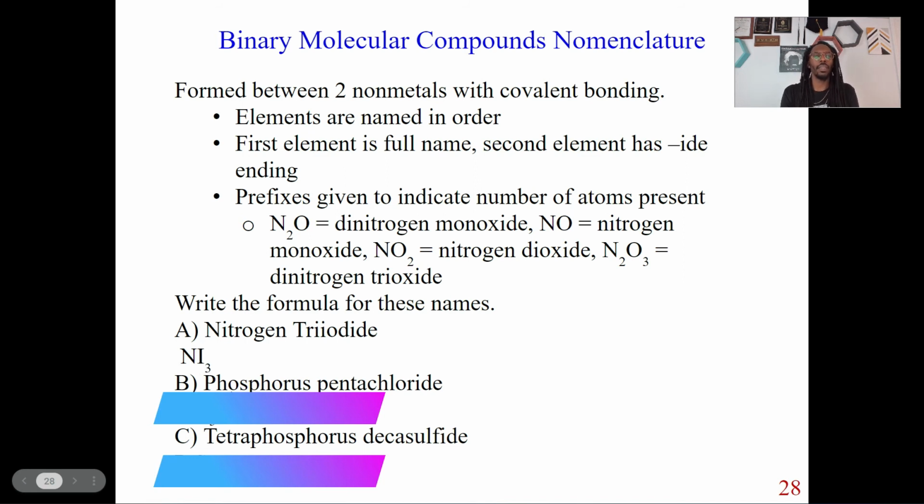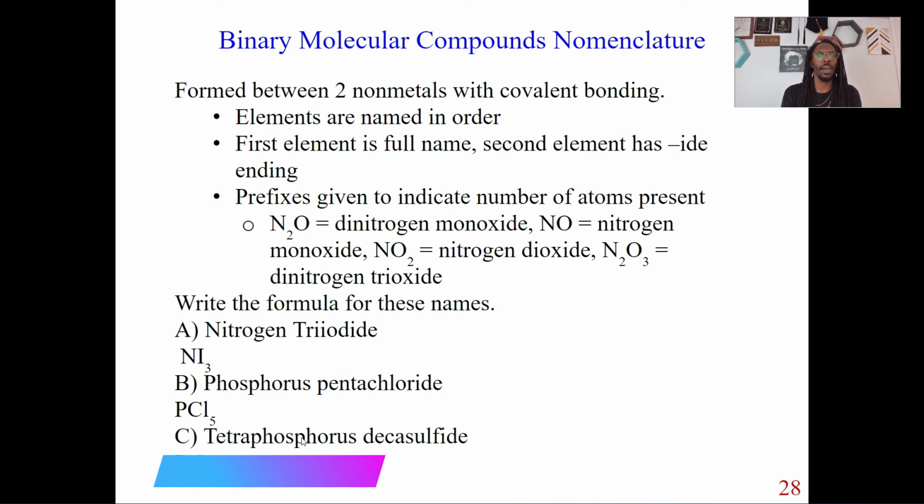If we go to B, phosphorus pentachloride. Phosphorus, I know that's going to be a P, and chloride, I know that's a Cl. Since there's no prefix, this is one phosphorus, and then pentachloride is letting me know that I have five chlorines. So my formula should be PCl5.